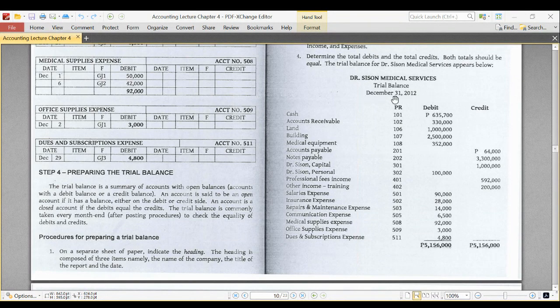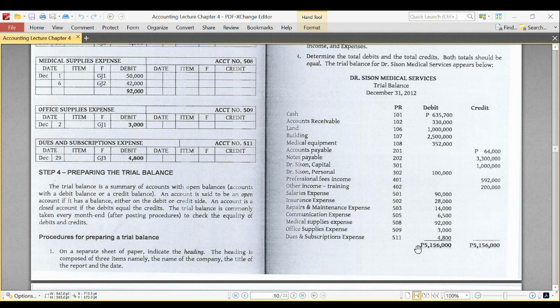Kailan mo ba ito prepare? At the end of December 2012. So, ito yung date. Okay? So, now again, when you say trial balance, it is a list of all accounts with open balances. Kaya dito, makikita mo, nandito lahat ng accounts. Ito mga accounts na to, may mga balance yan. So, listahan lang, dire-diretso lang. Trial balance. And then, ano yung PR? Ito yung account numbers nila. And you provide in the trial balance the ending balance, whether they are in the debit or in the credit side.